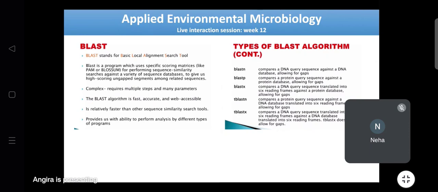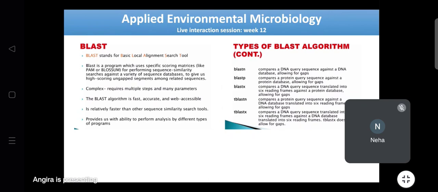I will not go into much detail on this coding mechanism because I also don't know much about it. But basically, this step is complex, it has multiple steps, and many parameters are looked into. However, you can do this online on your system, and this algorithm is fast, accurate, and most importantly, web accessible. That is, we can do this sitting in our lab or home, and it is much faster compared to other search tools.